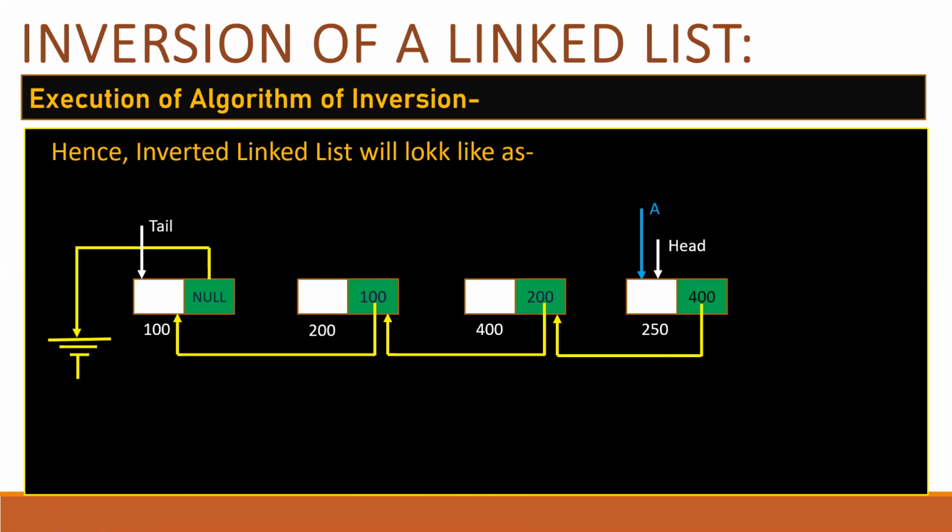Now, this is the condition, and we can see that our list is totally inverted. The node which is initially the tail node now becomes the head node, and the node which initially was the head node now becomes the tail node, and all the nodes are connected in place of forward direction to the backward direction. All that were forward connected, now see, all are connected to their previous node.